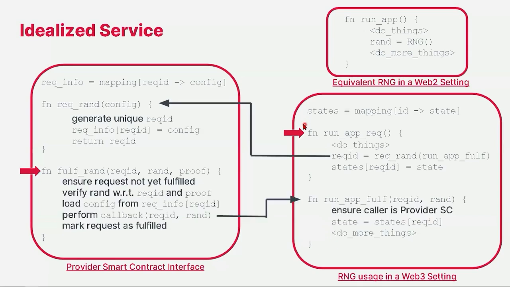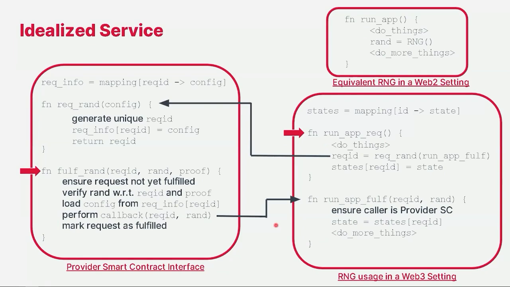There are 4 different functions, 2 on the client smart contract and 2 on the provider smart contract. First, the client calls the first function here. They run the app, which calls the provider smart contract. Then the provider smart contract calls the client smart contract for the fulfillment. Happy to answer more questions. I believe I'm running a little behind, but I'll answer them along the way.